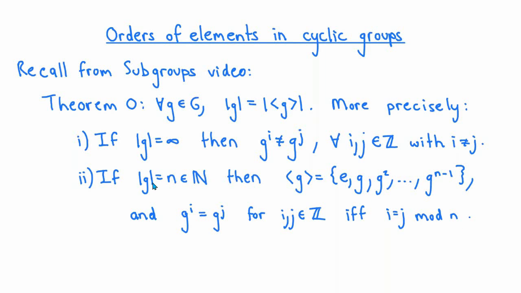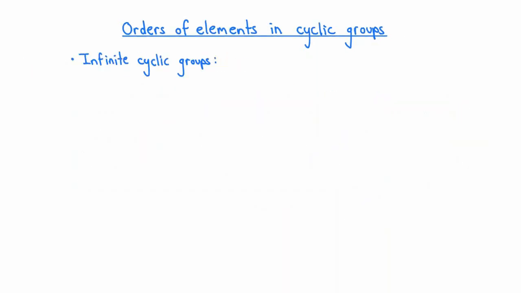So this just tells us that when we take an element of order little n, and we start taking powers of it, they cycle around with period n through these n distinct values. Now let's talk about orders of elements in cyclic groups, and let's start with the case of an infinite cyclic group. So let's suppose that we have an infinite cyclic group with a generator x. Well, we know that every element of this group looks like x to the k for some integer k.